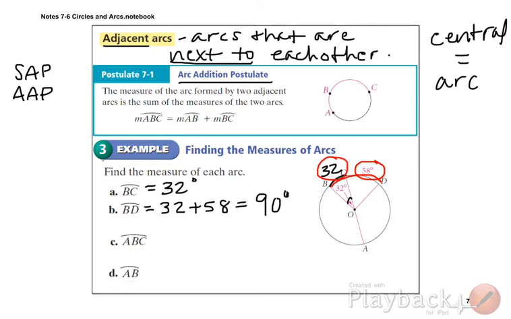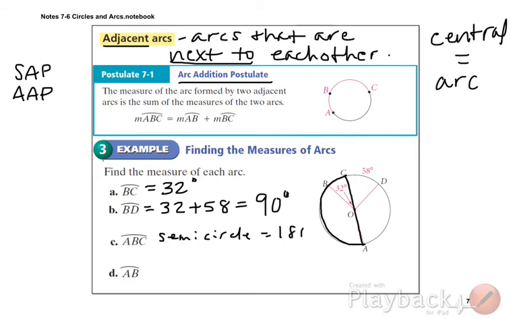Alright, let me clear my board here so I know what I'm working with. Alright, let's take a look at the next one. The next one we're going to look at is arc ABC. So I'm going to start at A, go all the way around through B and end at C. Now, that arc contains the diameter, so I know that's a semicircle, which is 180. That's not that bad.